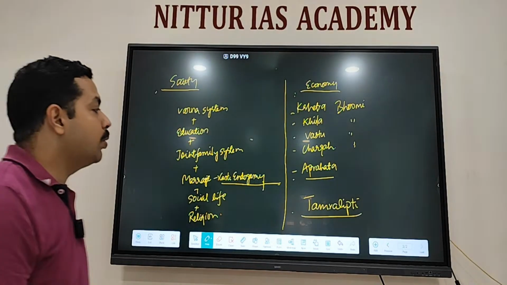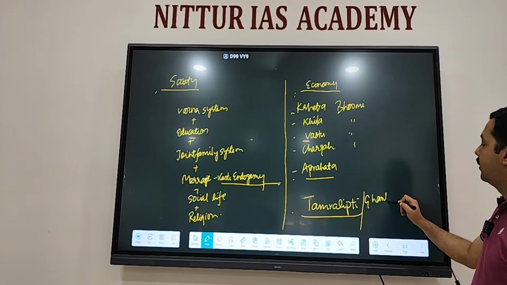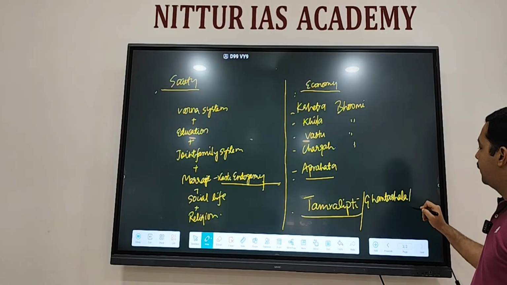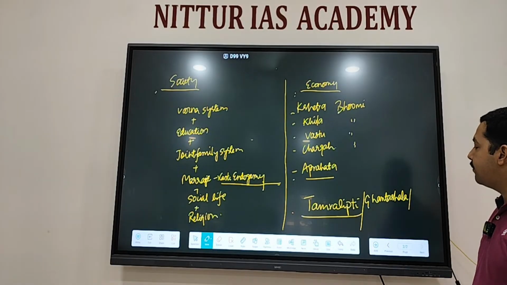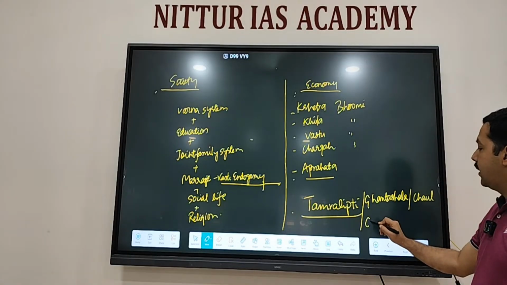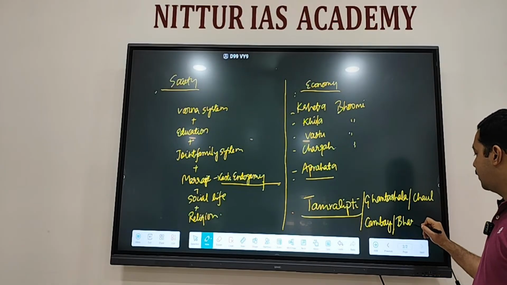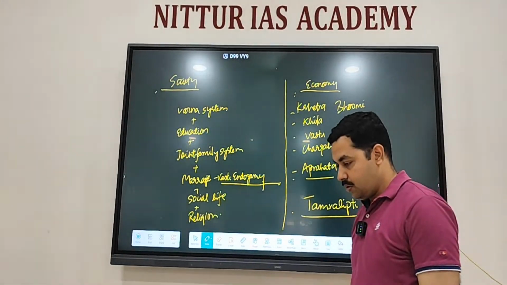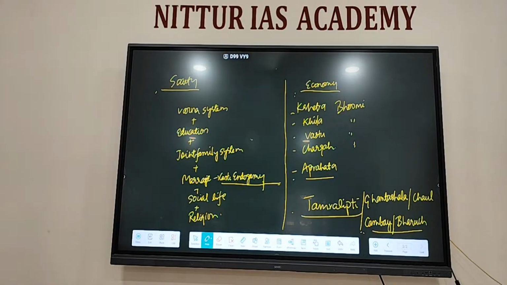Major ports mentioned are Tamralipti, Ghantashala, Chaul, Cambe, and Bharuch. Tamralipti is in Bengal. Bharuch is in modern day Gujarat. It is also called Dahej port.